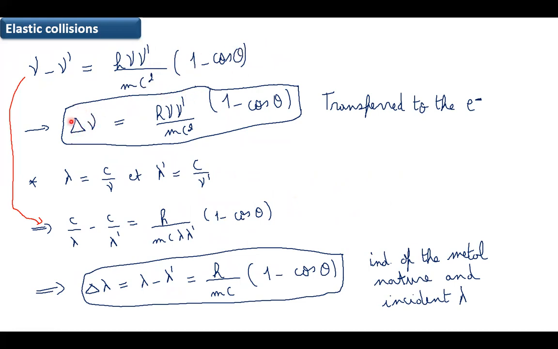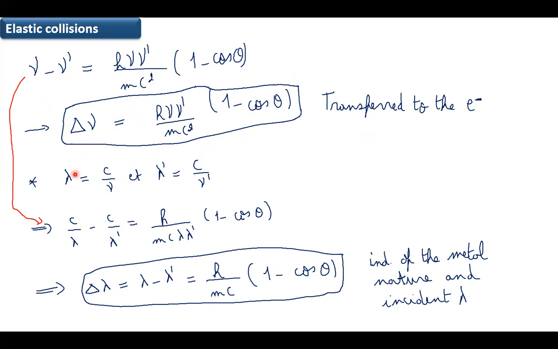So this is our delta nu, the difference of the frequency of the photon before and after collision. So the difference of frequency after the collision with the electron is equal to this quantity, and h times this delta nu corresponds to the energy that will be transferred to the electron.